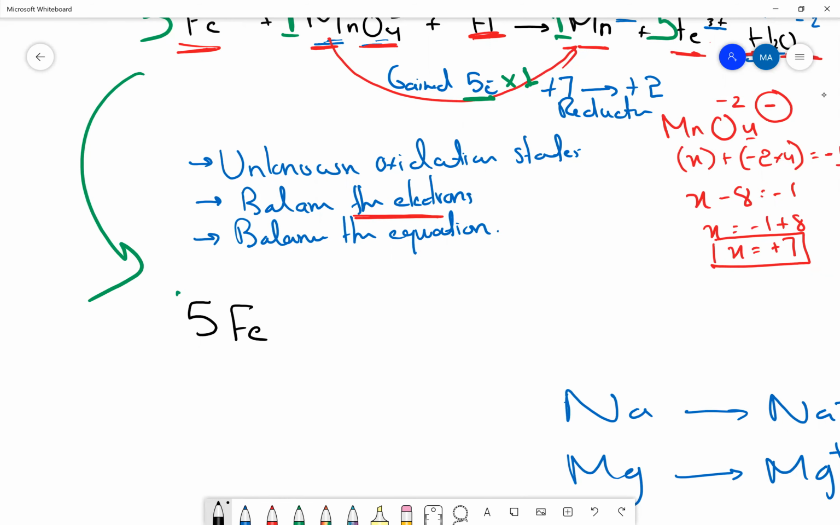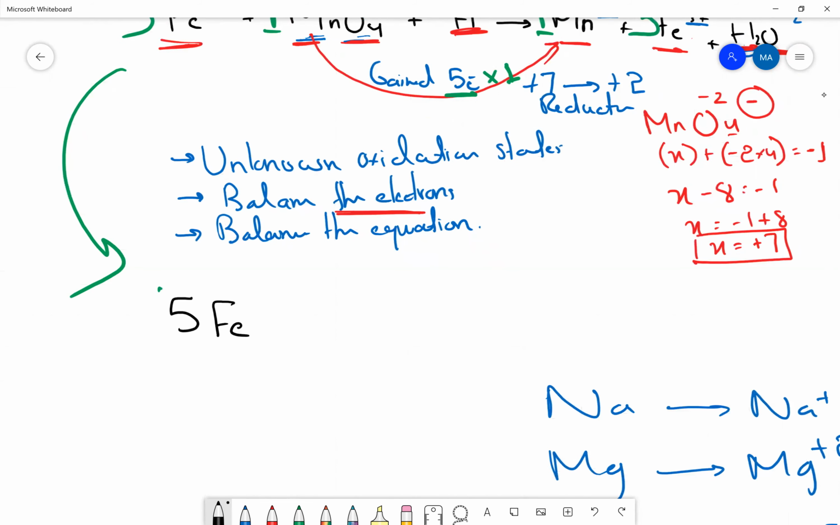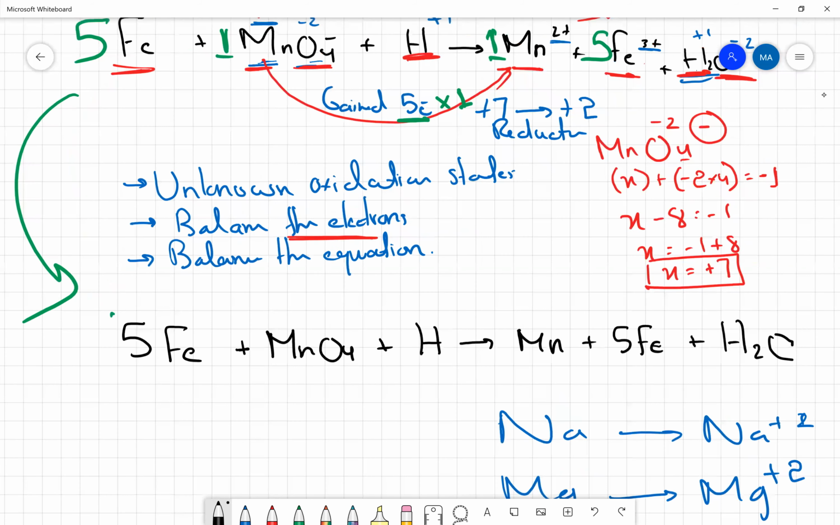5Fe. You can now ignore all the charges, because you're already done dealing with all of these oxidation states. Just write these elements: MnO4 plus H is equal to Mn plus 5Fe3 positive, ignoring the oxidation state, plus H2O. The second equation that you have is the one that is balanced according to the electrons, right?